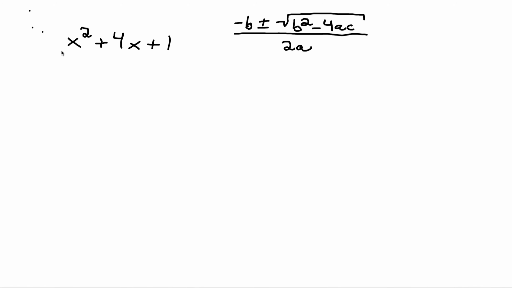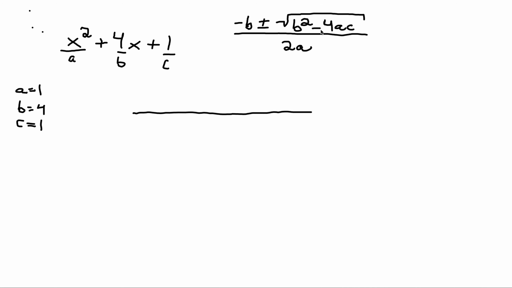So let's look at our quadratic over here. This is our a term, this 4 is our b term, and this 1 is our c term. So let's just write it over here. A equals 1, and the reason is that 1 is the coefficient of this x squared. B equals 4, and c equals 1. So the quadratic formula is pretty simple, honestly.